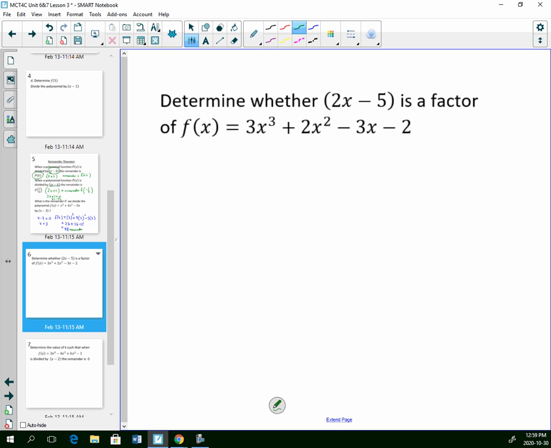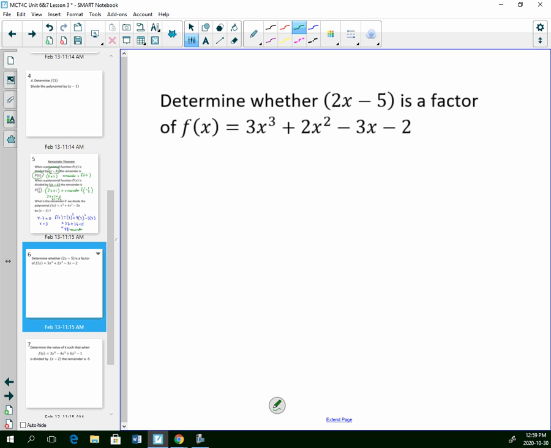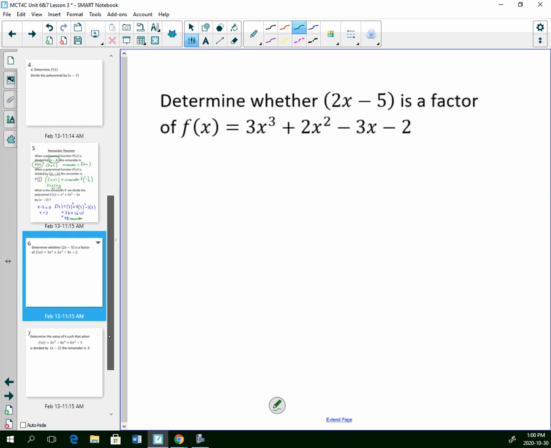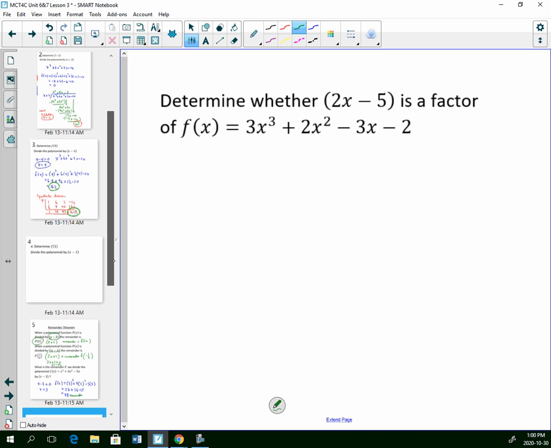Okay? So this one says determine whether 2x minus 5, actually let's skip to this one for a minute. No, okay. So determine whether 2x minus 5 is a factor. Well, this leads us to the factor theorem. Where's my notes here?